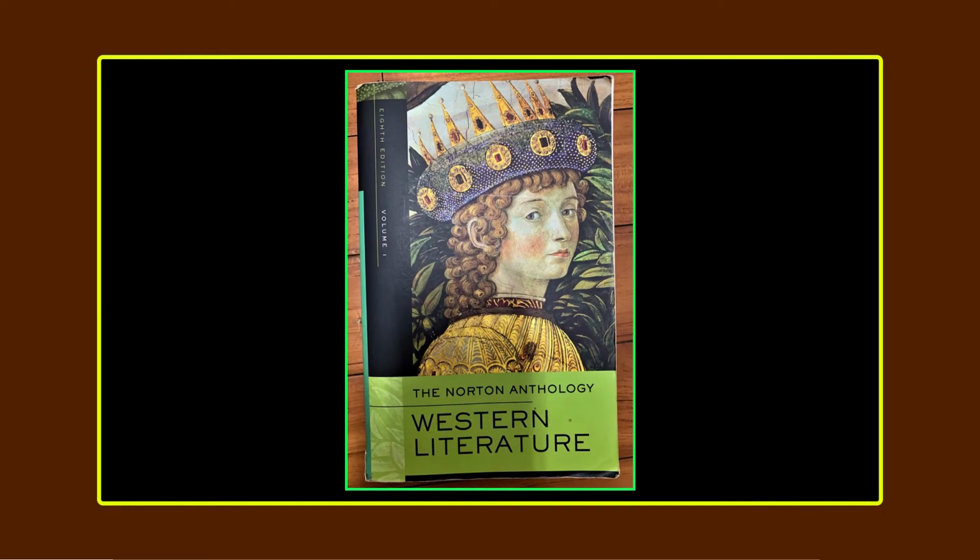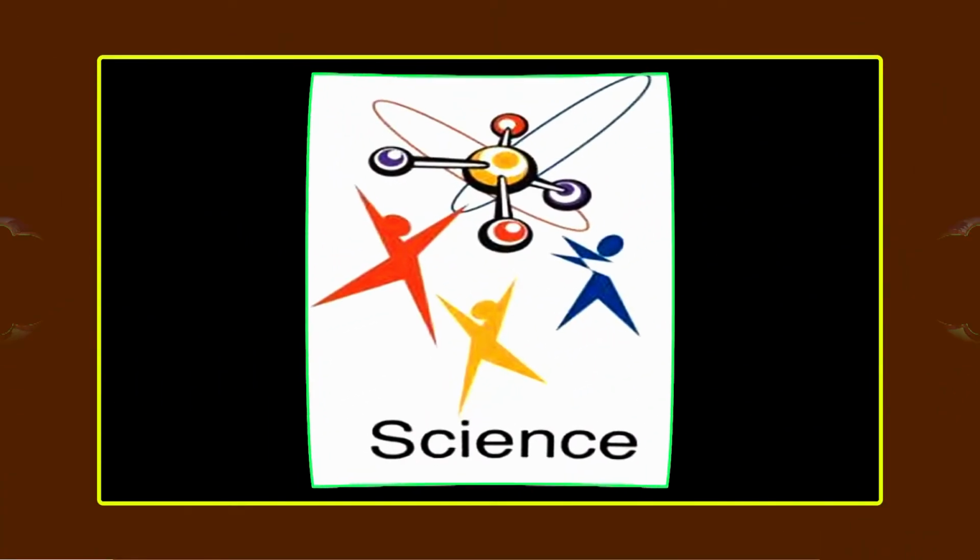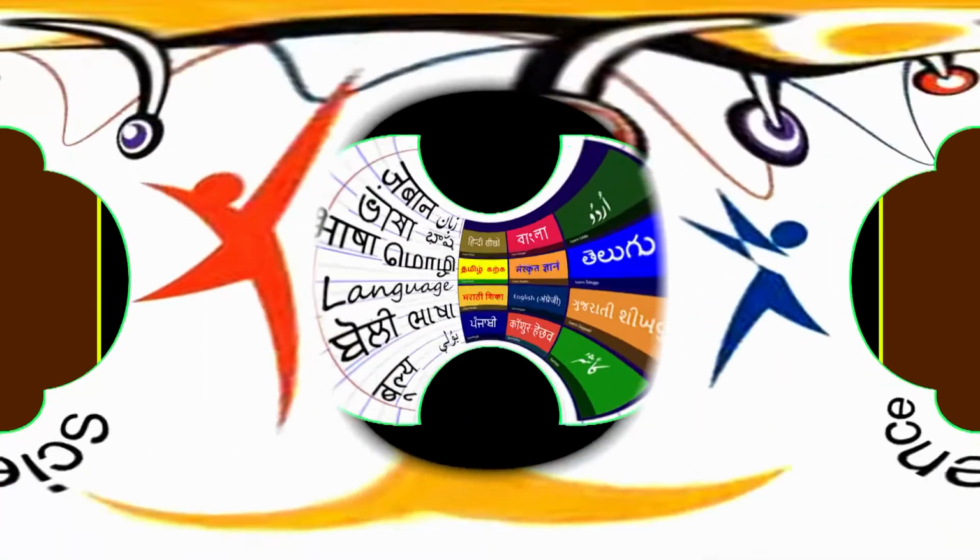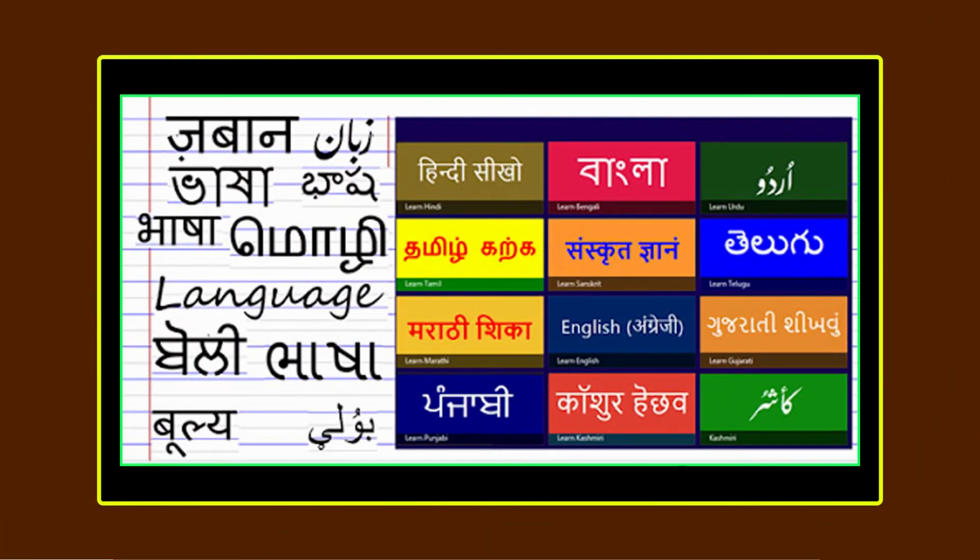It suggested that books of Western literature and science should be translated into vernacular languages. Original books should be written and the writers should be rewarded and encouraged. The Despatch gave importance to existing vernacular languages because it was through the medium of vernacular languages that European knowledge could filter down to the masses.